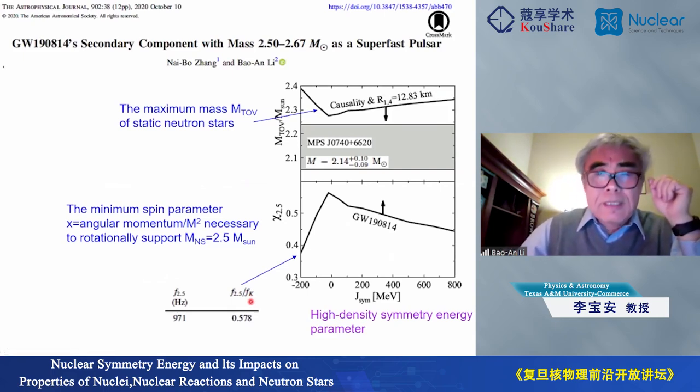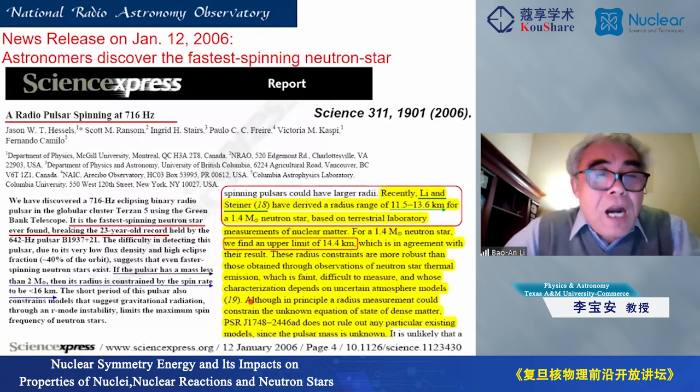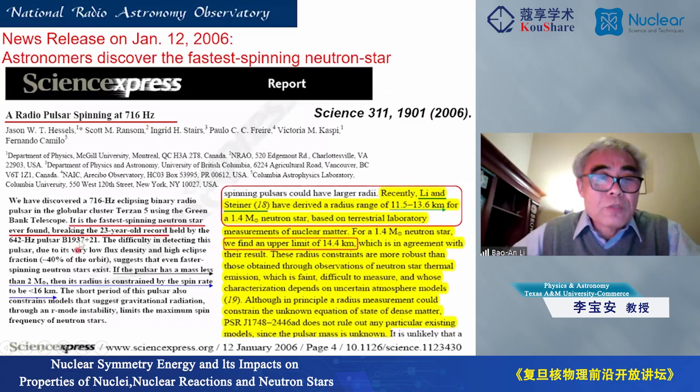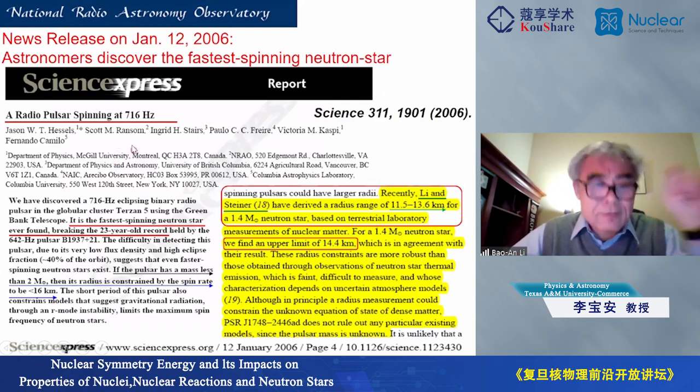Now, the currently known fastest, most rapidly rotating neutron star is the one that's rotating at 716 hertz. This most rapid neutron star observed so far has a frequency of 716 hertz. This neutron star was discovered in 2006.